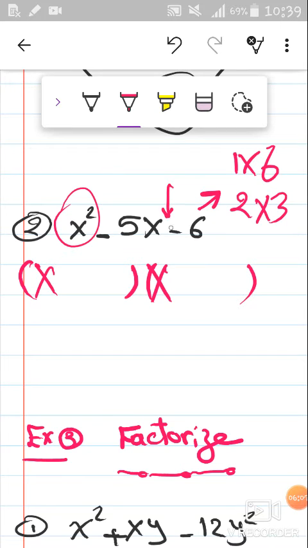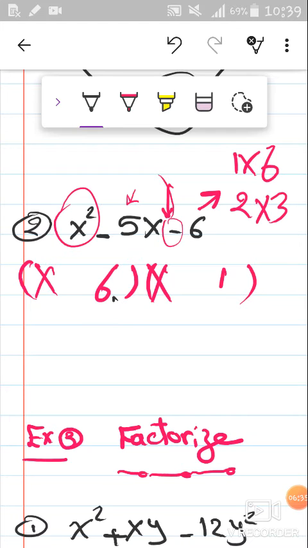The last term here is negative, so it means different. I need 1 times 6. Why? Because the difference between them is equal to 5. So 1 and 6. Different means the two brackets have different signs. One of them is positive and the other is negative. How can I determine which of them is positive and which of them is negative?